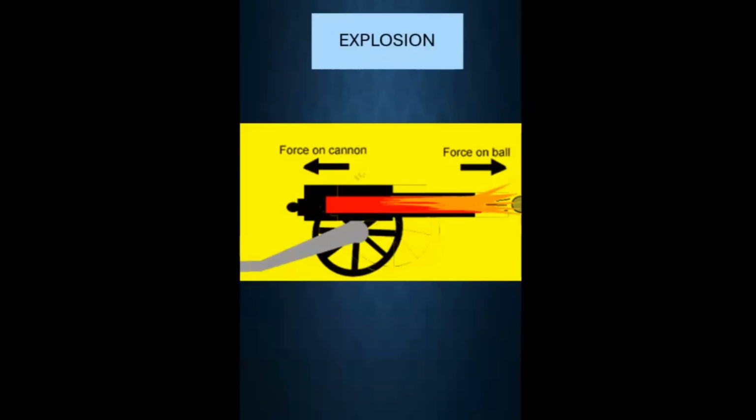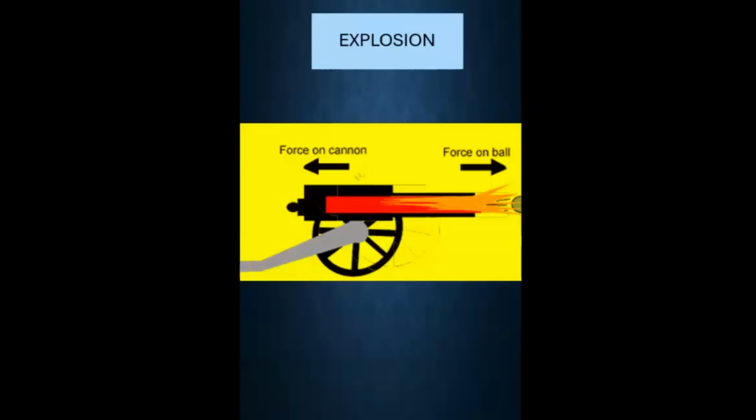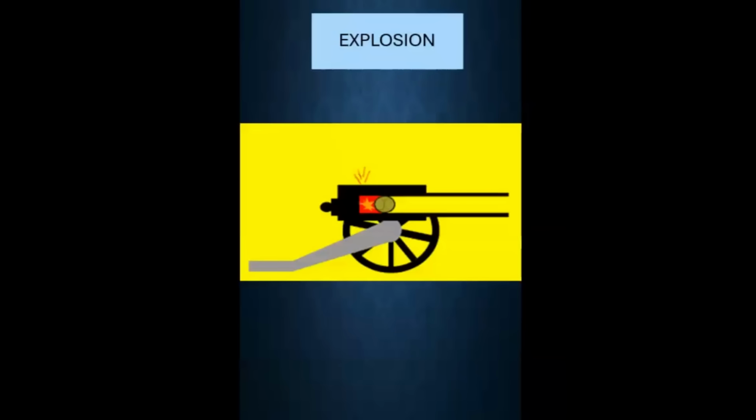Explosion. Explosion is also an example of conservation of momentum. This involves a mass m, which has two parts, a cannon and a ball. Initially, the cannon is at rest, so the initial momentum of the system is zero.